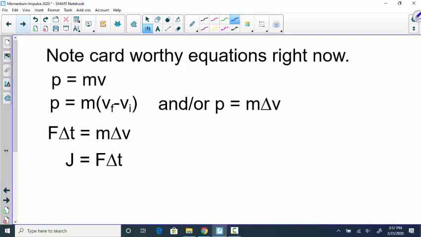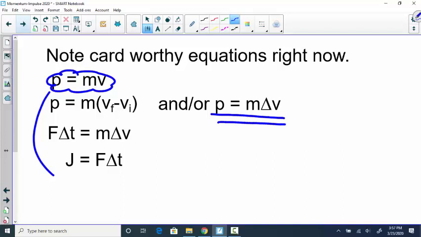Oh, wait, before we do that, sorry, I told you I'd pause for our note card worthy equations. So right now, you should have this equation already on your note card. You just need to add these, and you can add this one as well. But you can pause the video to do that.